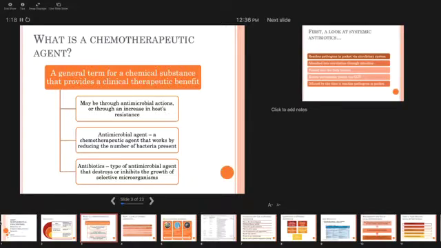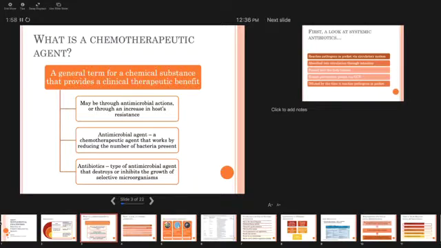What is a chemotherapeutic agent, you might be wondering? So, chemotherapeutic agent is a general term for a chemical substance that provides a clinical therapeutic benefit. Right, so again, remember this is a general term. So chemotherapeutic agent can be used in lots of healthcare settings and for lots of different pathogens, right? This is just a general term. It can be used through antimicrobial actions or through an increase in the host resistance.